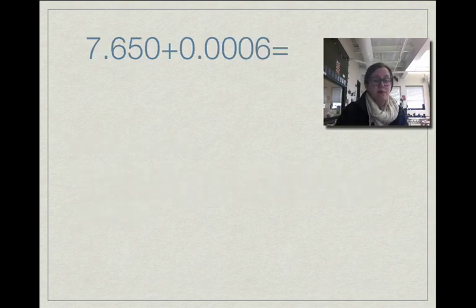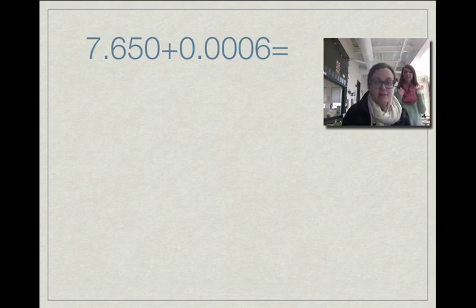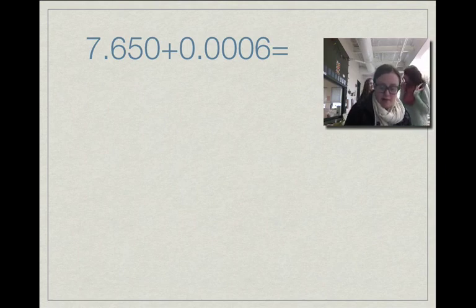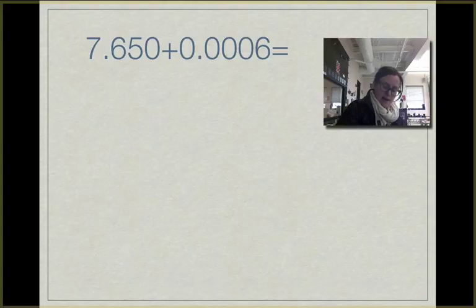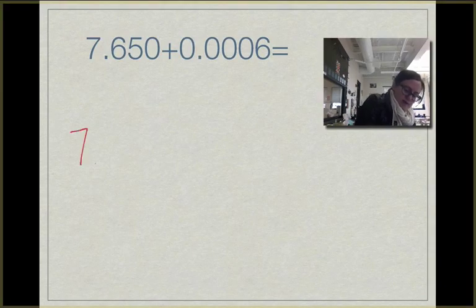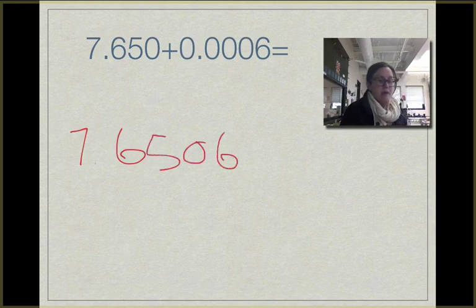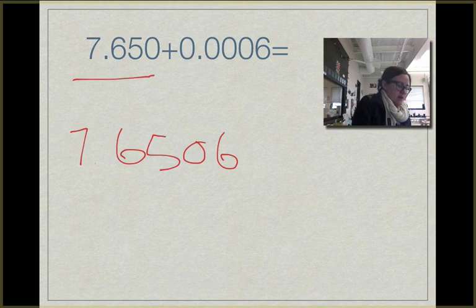Let's do a quick example. We have 7.650 plus 0.0006. All right, so I'm going to put this into my calculator. I'm going to do 7.650 plus 0.0006, and I get 7.6506.